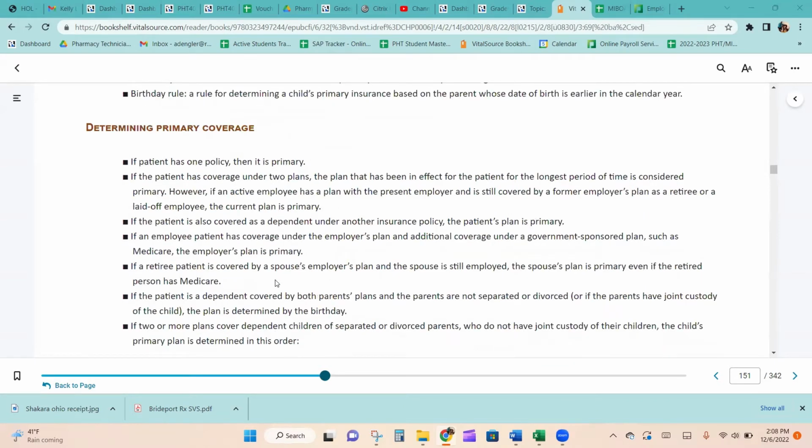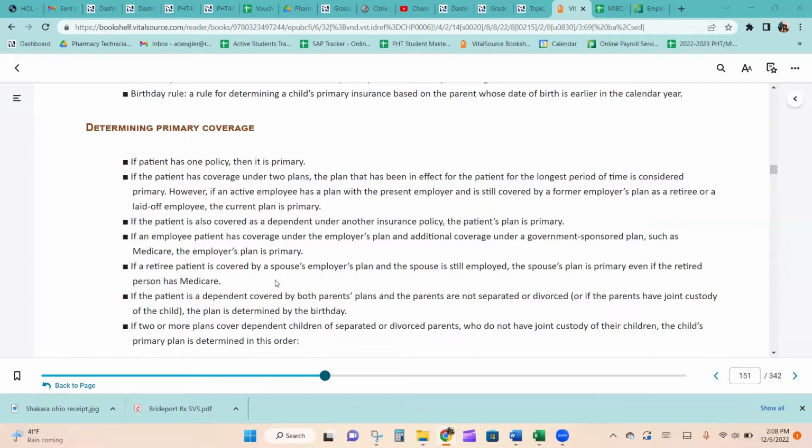Determining primary coverage. If a patient has one policy, then it is primary. If the patient has coverage under two plans, the plan that has been in effect for the patient for the longest period of time is considered primary. However, if an active employee has a plan with the present employer and is still covered by a former employer's plan as a retiree or a laid off employee, the current plan is primary. If the patient is also covered as a dependent under another insurance policy, the patient's plan is primary.